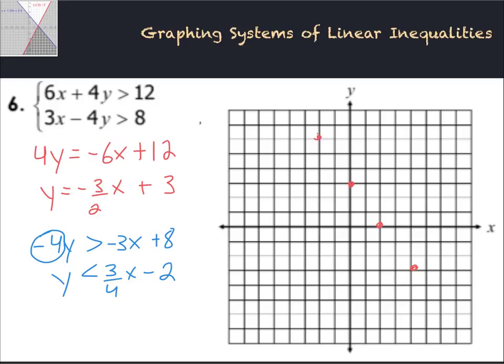Now for this one, I have once again, I'm sorry, I put an equal sign here, but this should have been the greater than symbol. I apologize for that. I have a greater than symbol, so that means I'm going to have a dashed line, which means I'm not including the line in my set of solutions. Which side am I going to shade? It's a greater than symbol, so I'm shading above the line, and this is nothing new. This is what we did today, and you guys did awesome with this. I'm just shading above my line because it's a greater than symbol.